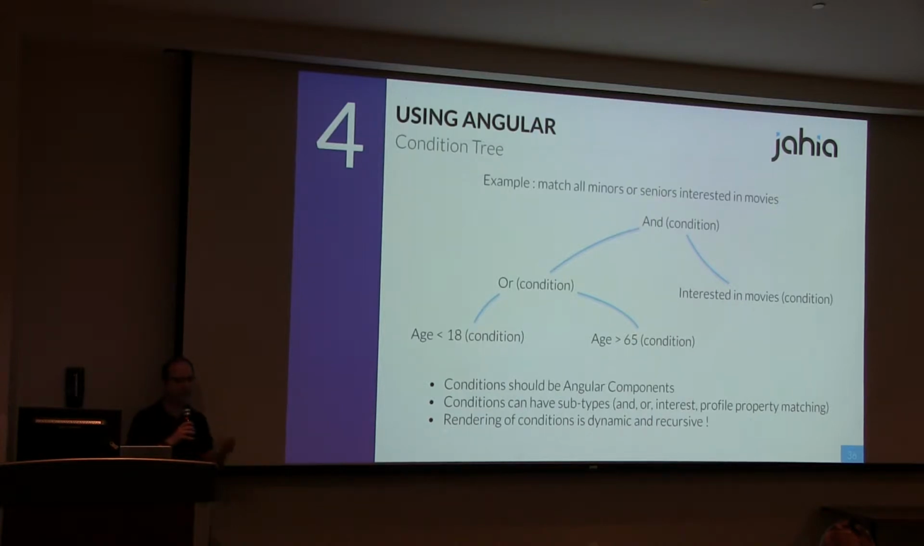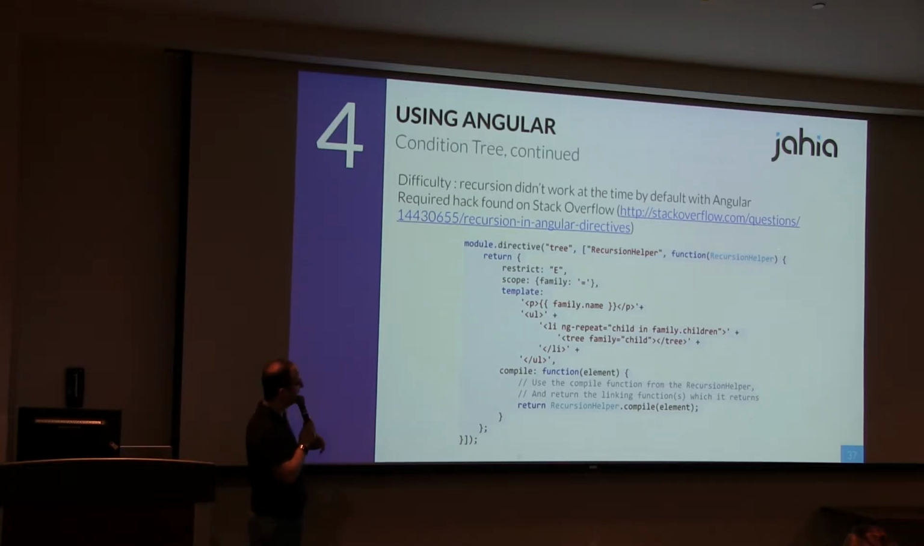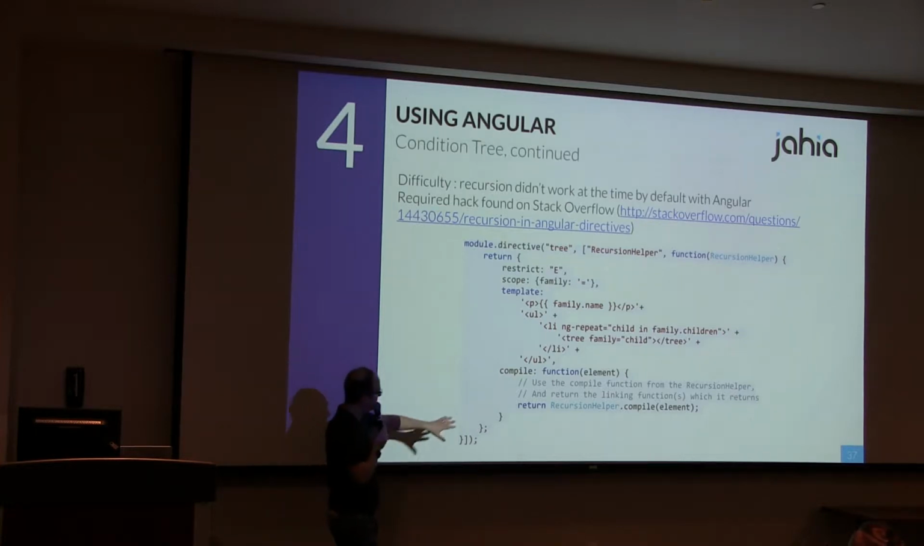And these components can have subtypes. It can be an AND condition, an OR condition, an interest, a profile property matching, anything. What it means is that when we render this, we're rendering conditions based on the subtype and doing this recursively. Unfortunately, that was a little bit harder than we thought to do initially. This is what we wanted to write. This is the code that we were hoping for, except for this part.